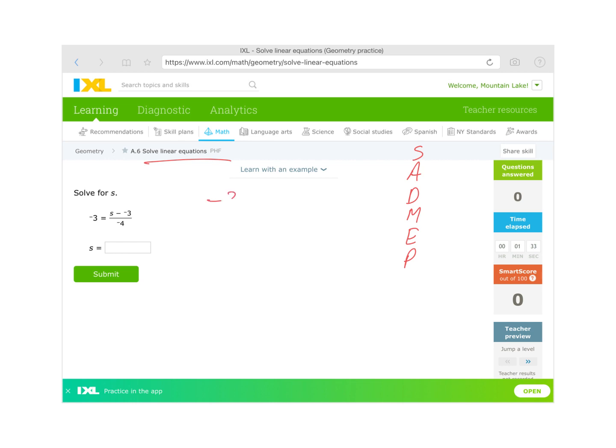So let's say if I have -3 is equal to (s minus -3) over -4. So when I'm working with each side separately, I have to employ PEMDAS. But when I'm moving stuff from one side to the other is when I employ SADMAP. So let's work with this side.